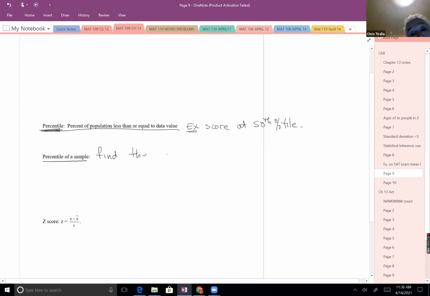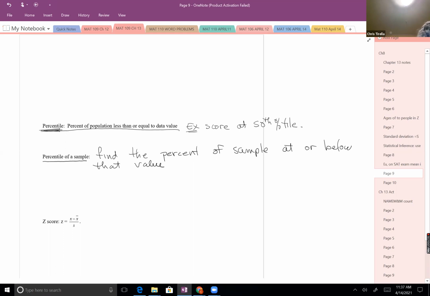If I look for a percentile from a sample, I actually just go through and find the percent of the sample at or below that value. And so give me just a second. I'm going to go back and pull up some data that we had taken out of class when we were first starting looking at statistics.